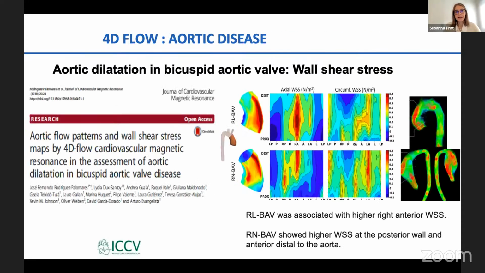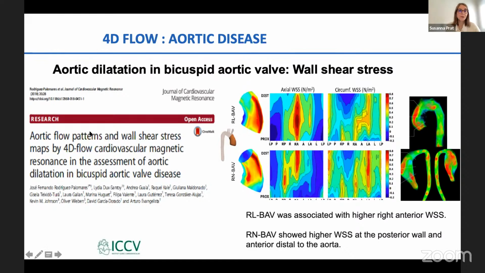I want to mention the aortic disease. One of the groups of patients that is well studied by 4D flow is the group of bicuspid aortic valve. We know that usually 80% of these patients have a dilated aorta. In Barcelona, we have this group from Vall d'Hebron, Dr. Evangelista and Dr. Rodríguez Palomares, who have studied for a long time a huge number of patients with aortic disease, bicuspid, Marfan, or dissection, and they have several publications about the role of 4D flow in this scenario.